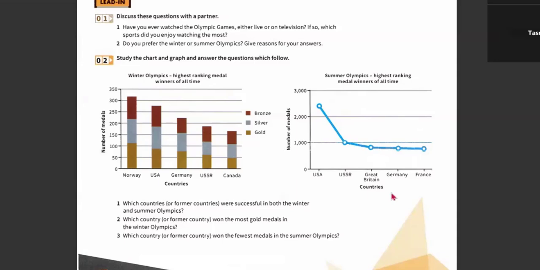So there are two diagrams given. The chart is about Winter Olympics and the line graph is about Summer Olympics. So they have some common features and then there are some different features among them. So pay attention to those and see the questions that are given here as well.